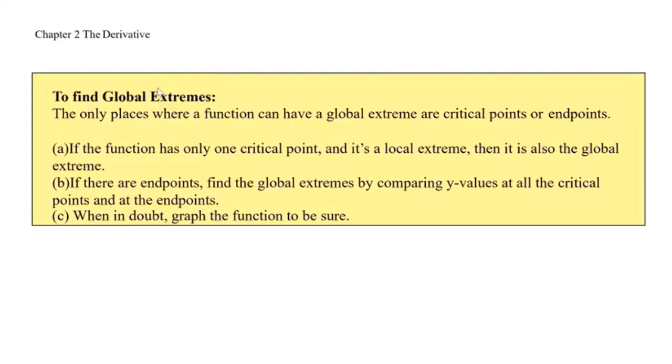So to find global extremes, the only place where a function can have a global extreme are critical points or endpoints. If the function has only one critical point, we said this a little bit ago, and it's a local extreme, then it is also a global extreme. If there are endpoints, find the global extremes by comparing y values at all the critical points and at the endpoints. That's what we just did. When in doubt, graph the function to be sure, which is again what we just did.